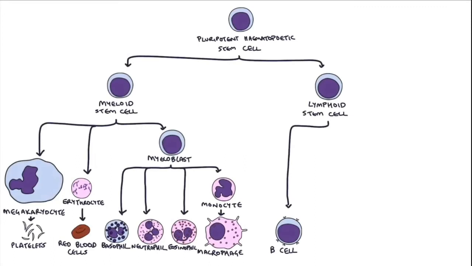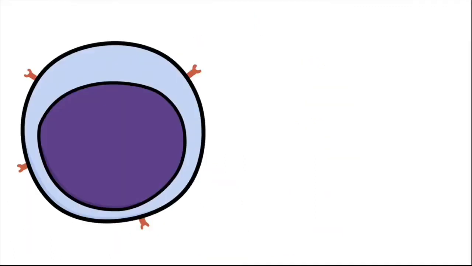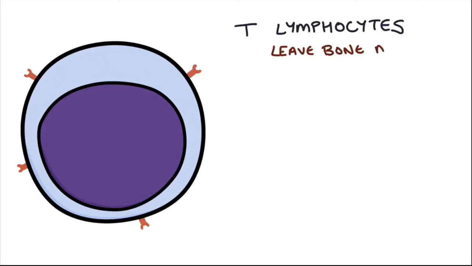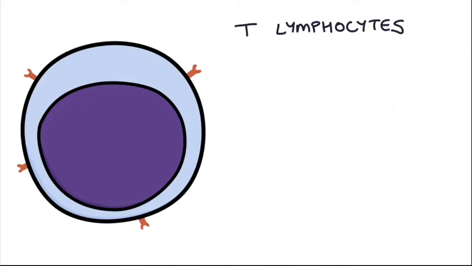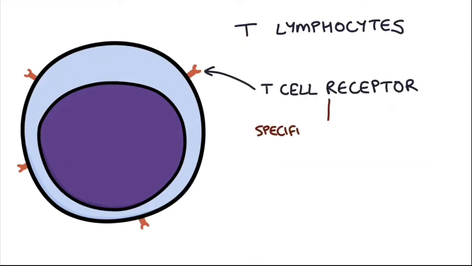The second type of lymphocyte is the T lymphocytes, or T cells, and they're called T cells because they actually leave the bone marrow as prothymocytes and travel to the thymus gland, where they mature into T cells. T cells have T cell receptors on their cell surface that are specific in the same way as antibodies on B cells to a specific antigen, and so therefore only the T cell specific to the invading pathogen will become active in an infection.